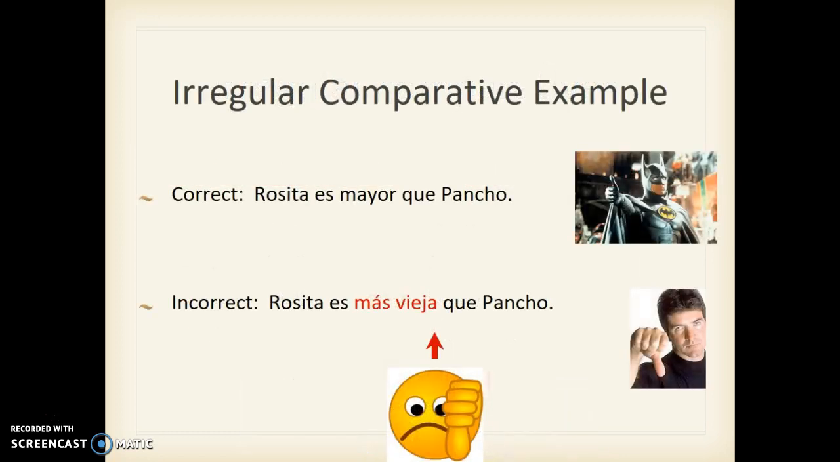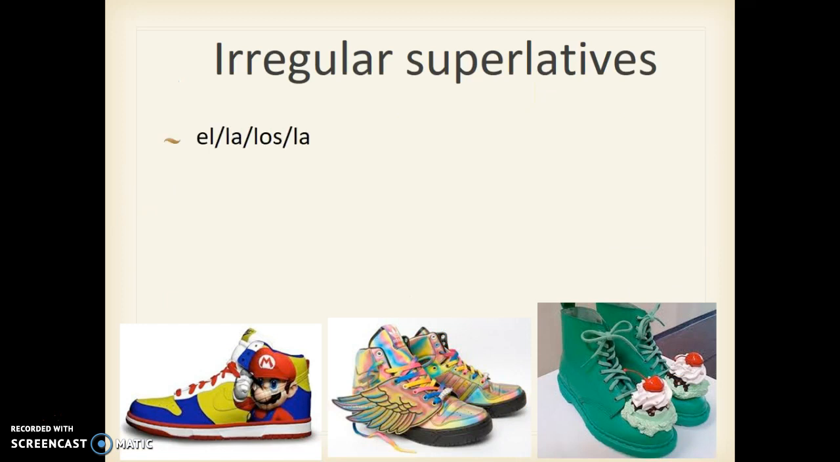For example, the correct way to use one of these would be Rosita es mayor que Pancho. Rosita is older than Pancho. The incorrect way, which a lot of you might be tempted to put it this way, is Rosita es más vieja que Pancho. That is incorrect. You cannot say Rosita is more old than Pancho. You can't do that. You have to say in Spanish, Rosita es mayor que Pancho. She's older than Pancho.